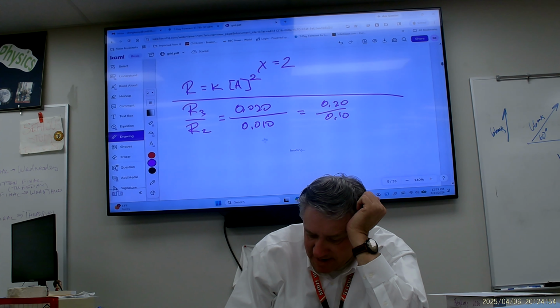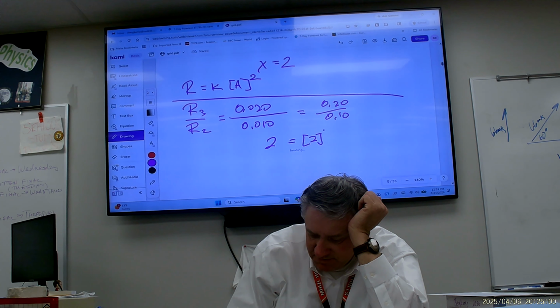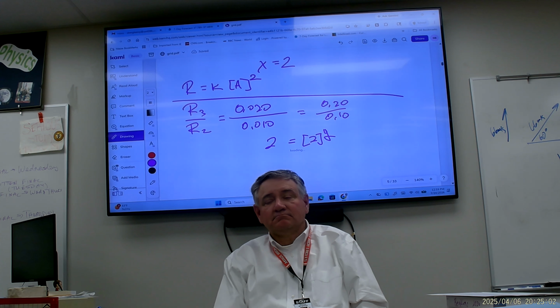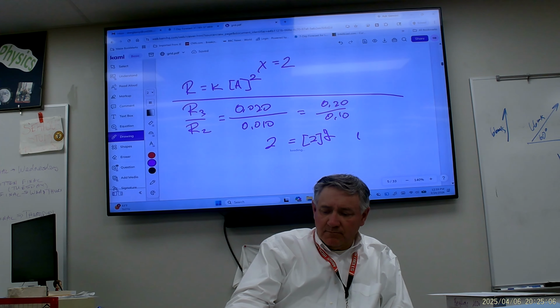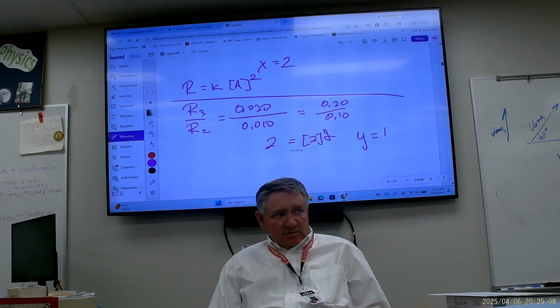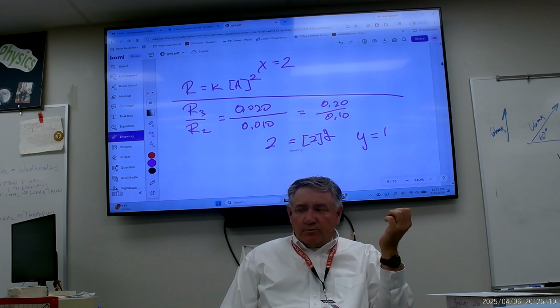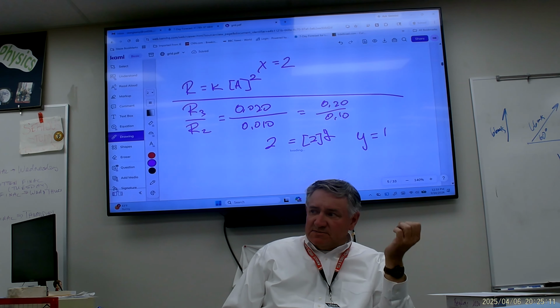So if I do this math, I get 2 equals 2 to the y. So y is going to equal what? 1. So that's first order. So we say it's first order with respect to B. So now I know what my y value is.